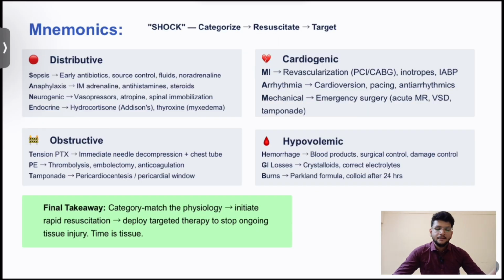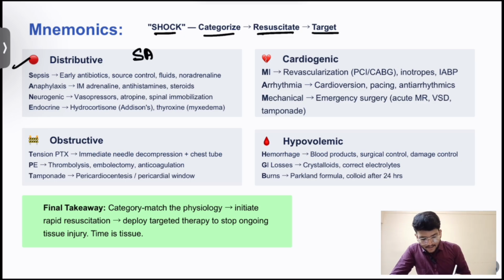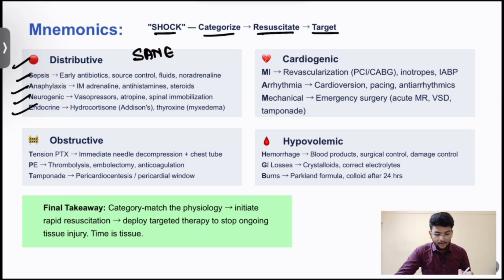Mnemonic for today's shock: SHOCK, which stands for categorize, resuscitate and target. In distributive shock, SANE. Sepsis: early antibiotics, controlled fluids and noradrenaline. Anaphylaxis: intramuscular adrenaline, antihistaminics, steroids. Neurogenic: vasopressors, atropine, spinal immobilization. Endocrine: hydrocortisone or thyroxine.